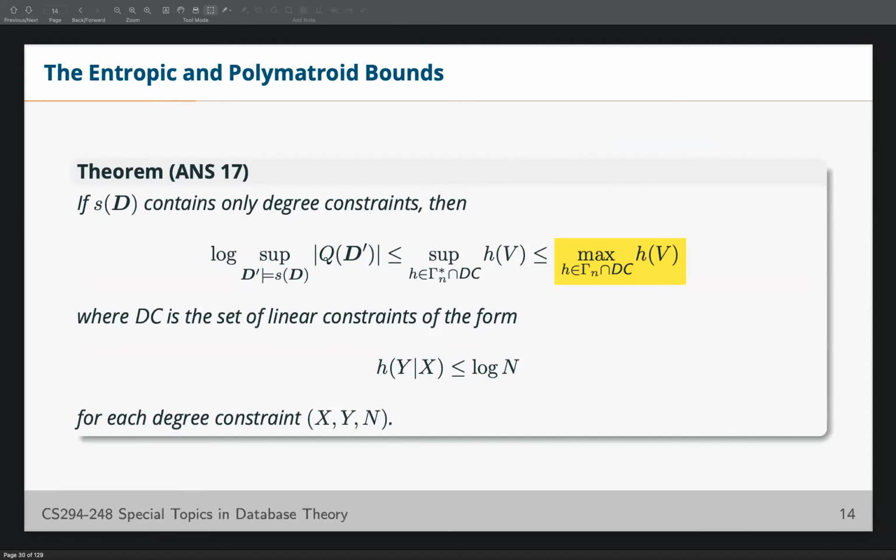Okay, so here's the main theorem that came out of the paper that Mahmoud and Dan and I had in 2017, really my favorite paper that I've been a part of. And it goes like this.